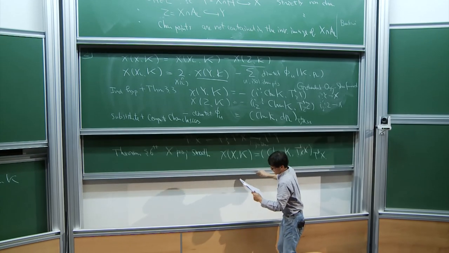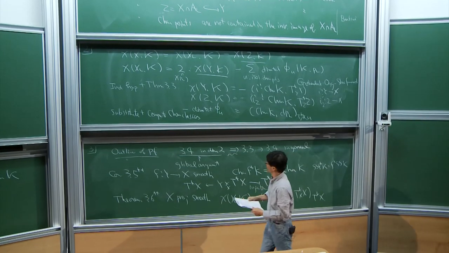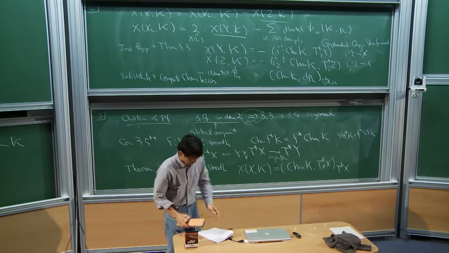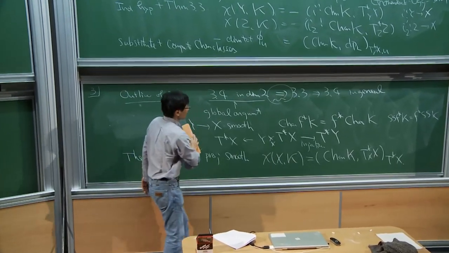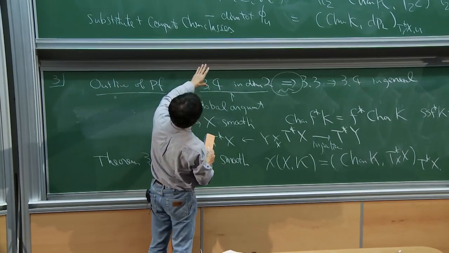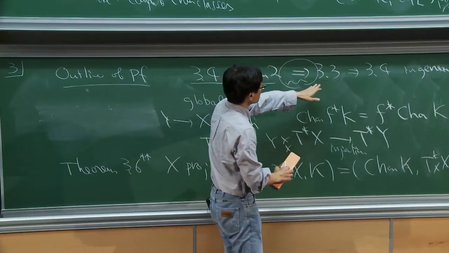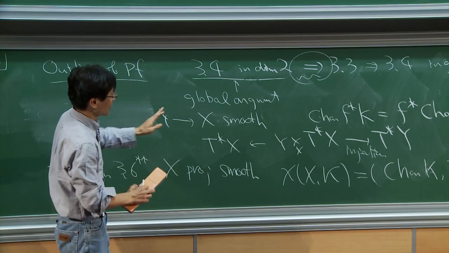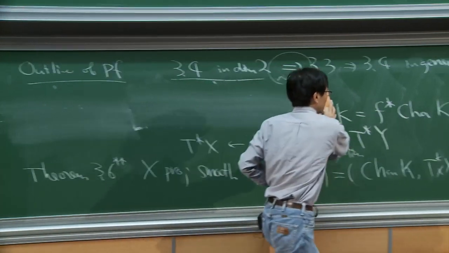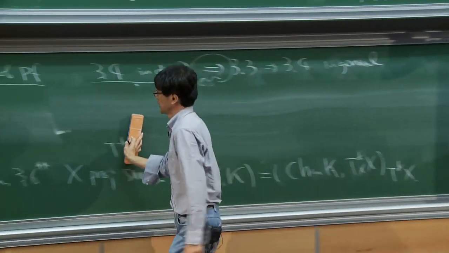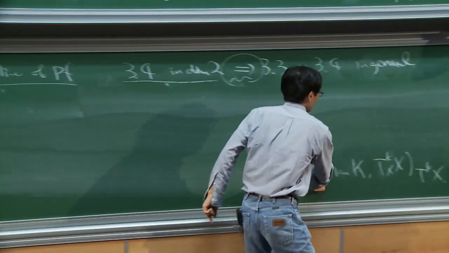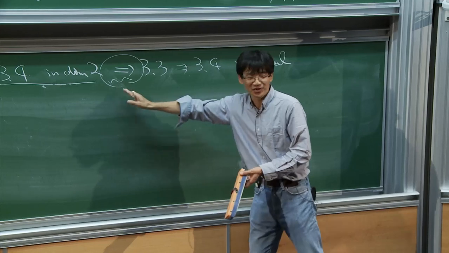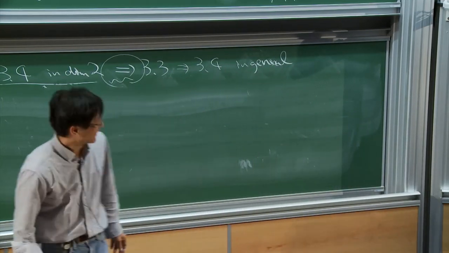Okay, so in the remaining 15 minutes, I will say some more words on this part. I assume 3.4 in dimension 2, and so in some sense a reduction to dimension 2. But I will not explain that part, I don't say anything on it. So this part is basically the notes by Deligne, but this part is new, so I prefer this part.